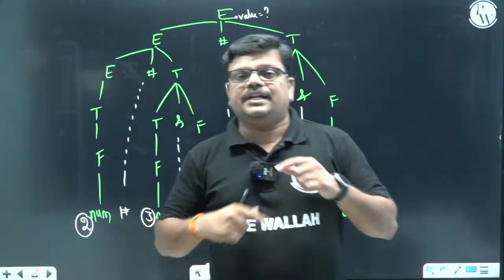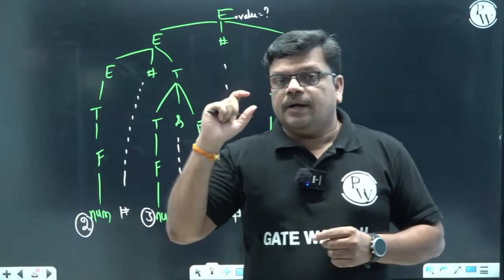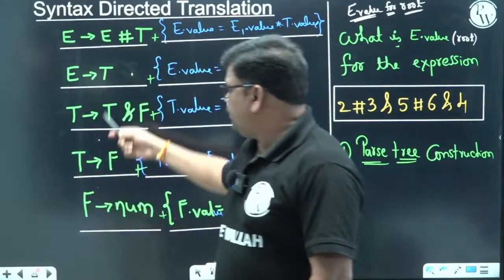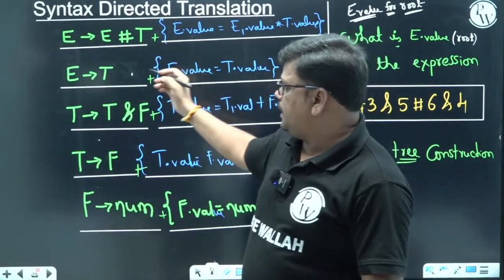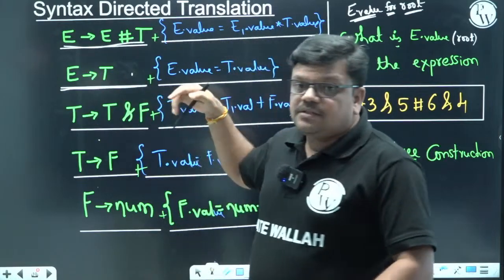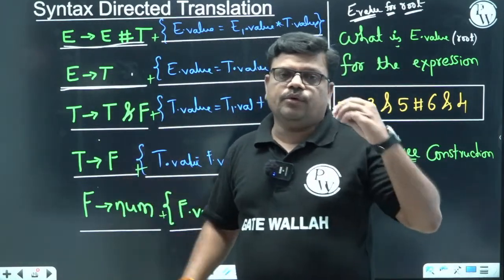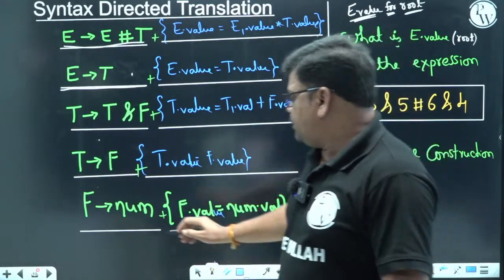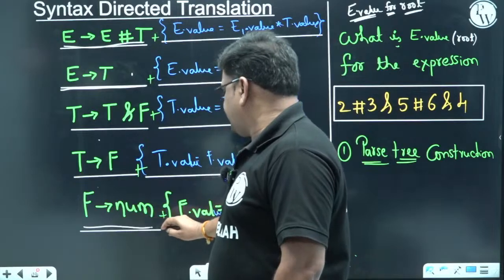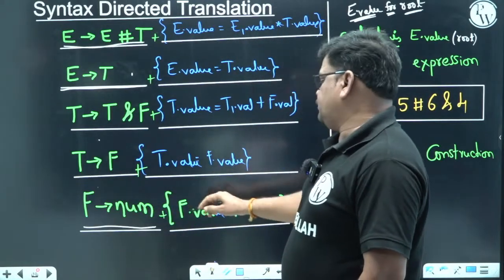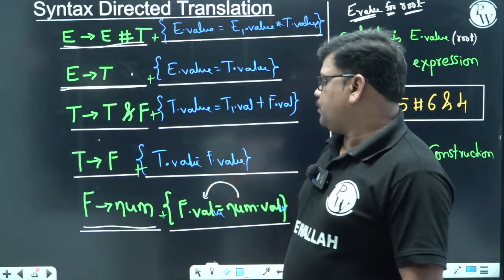When the SDT evaluation is like this, whenever we are using any grammar production, its associated rule we have to evaluate. That is the thing. So assume we are using F to num, this production. What is the rule? The number dot value is copied to F dot value.